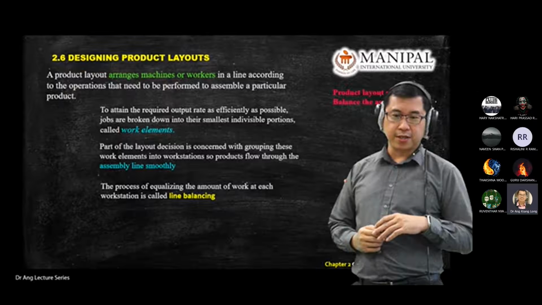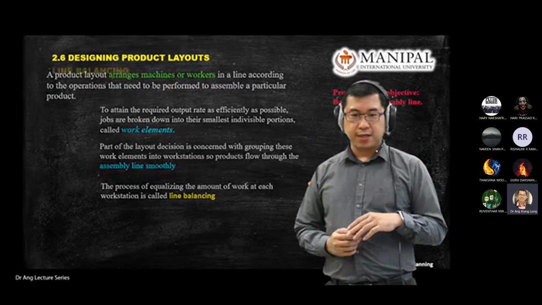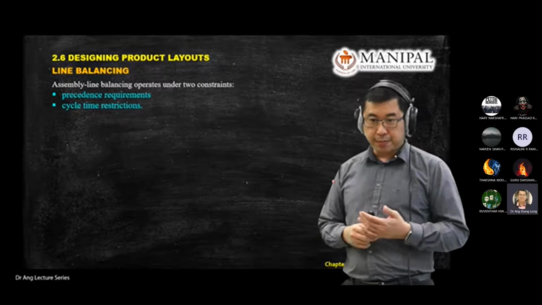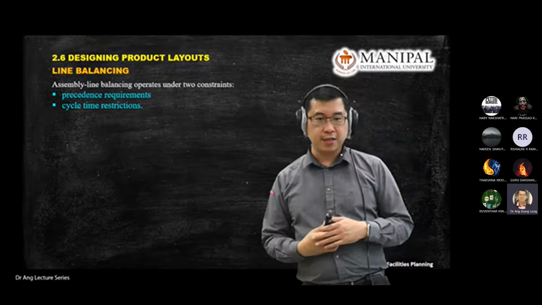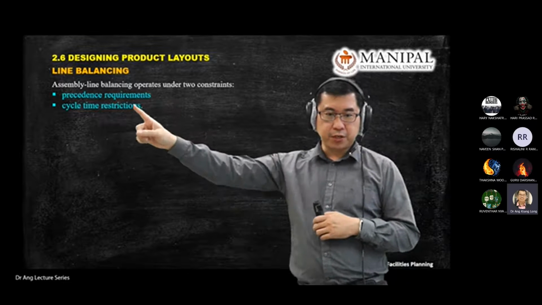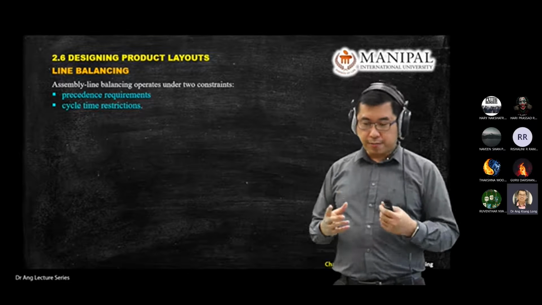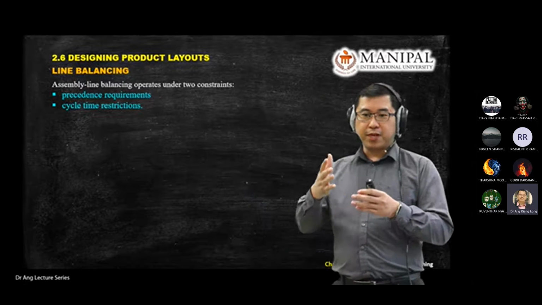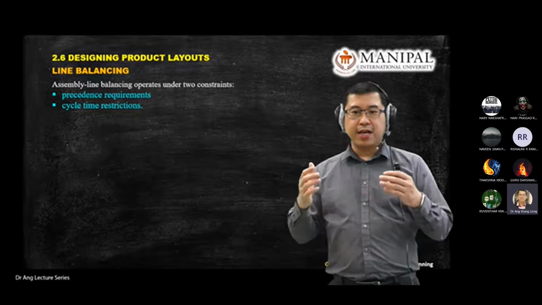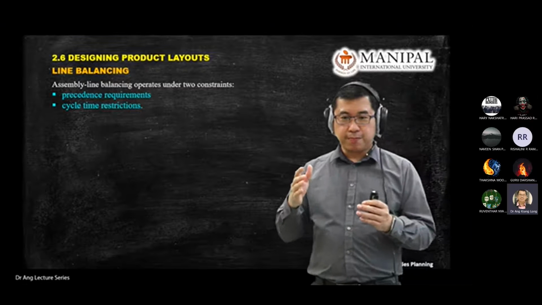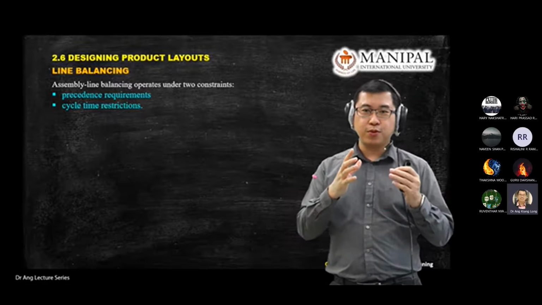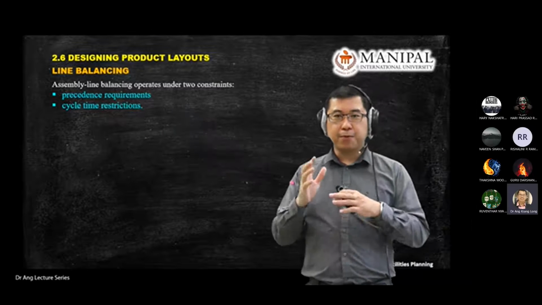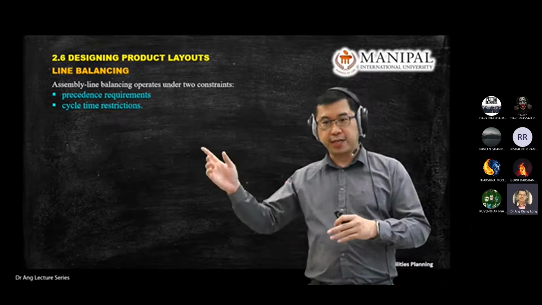Let's look at line balancing. When we talk about an assembly line, there are two main factors to consider. One is the requirement of precedence. If a product needs process A and B, and before you come to process B you need to do process A first, this is the requirement. Precedence requirement means a process that you must go through before the next one.